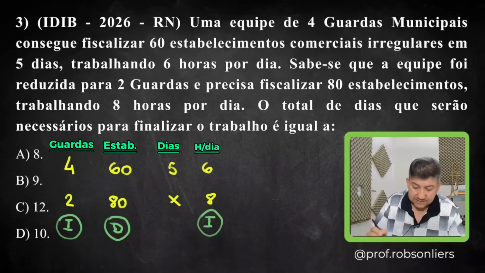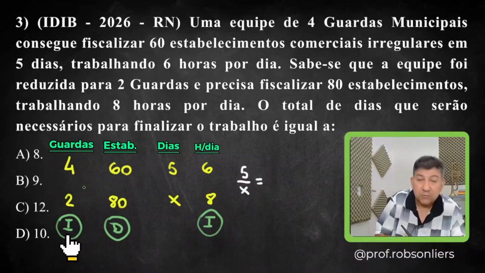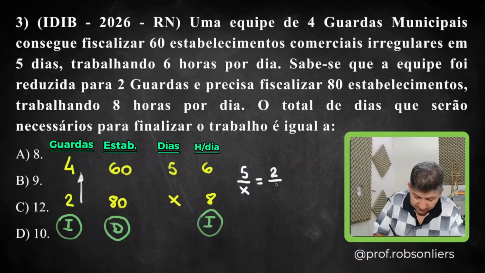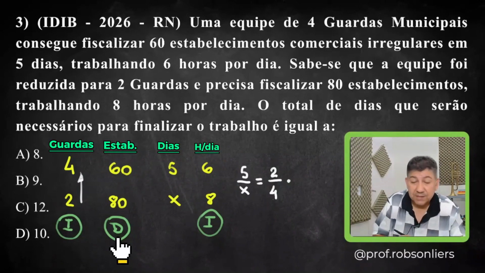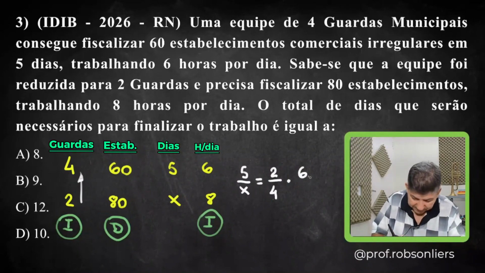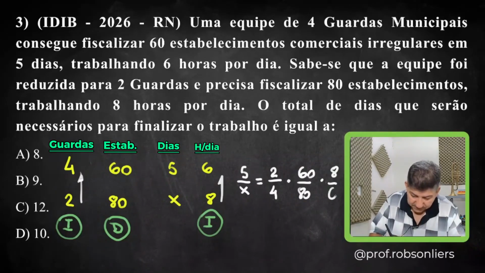Well, organizing our proportions set up here, 5 over x, I'll repeat it here, 5 over x will be equal. This first quantity here, which is the number of municipal guards, is inverse, so I'll invert it. The 2 goes on top and the 4 goes on the bottom times the second quantity, which is the number of inspected establishments. It's direct, so it stays the same. 60 over 80 times the last quantity, which is the number of hours worked, is inverse. I'll invert it. The 8 goes on top and the 6 goes on the bottom.